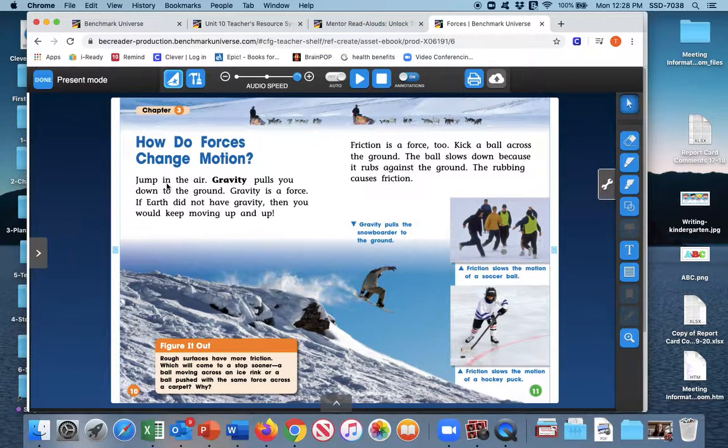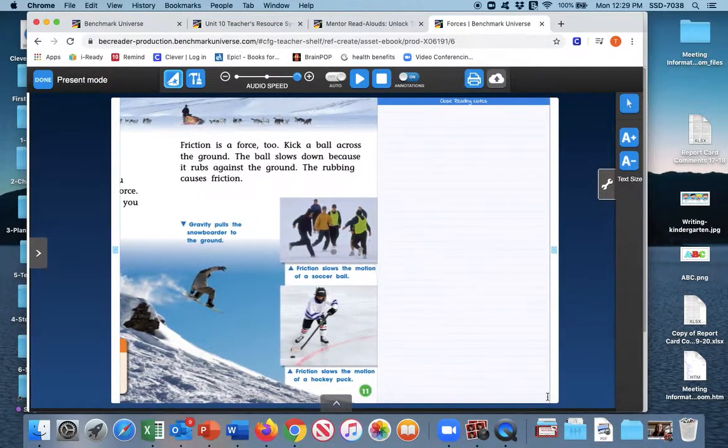It says jump in the air. Gravity pulls you down to the ground. Gravity is a force on Earth. If Earth did not have gravity, then you would keep moving up. So we see the words down and up. I'm going to underline those now. Down and up are opposites. And last, page 12.